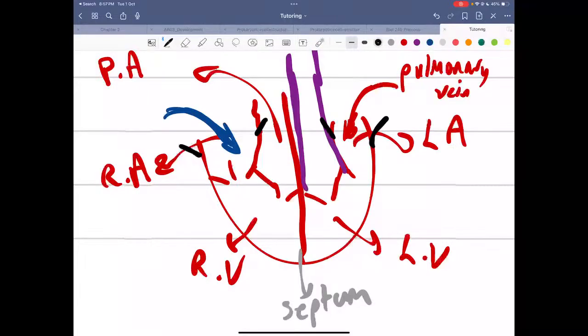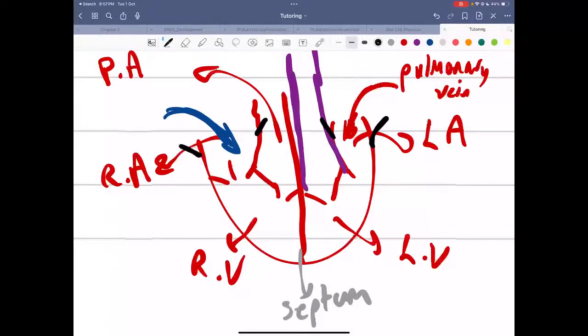Of course, the left side is the oxygenated blood and the right side is the deoxygenated blood. Okay, make sure you know the difference, and that's why you have a septum in the middle, as I mentioned in my video. The septum separates. It's important to have a septum to separate the oxygenated blood from the deoxygenated blood. Okay? So now we're in phase 2, which is atrial systole. So we have contraction of the atria.